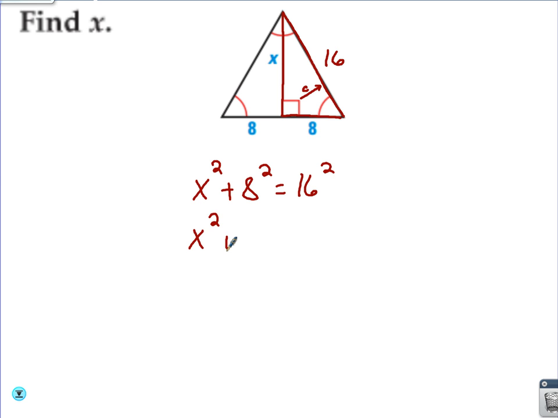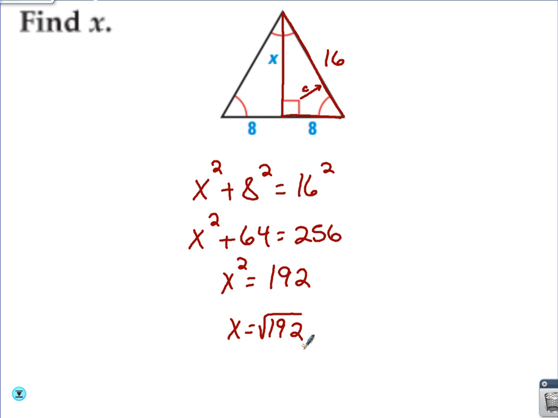X squared plus 64 is equal to 256. And again, shortcut, guys: move 8 squared over by changing it to minus 8 squared, and get rid of the square by square rooting. You've got the square root of 16 squared minus 8 squared. Much simpler. Subtract 64, you now have x squared equals 192. To get rid of a square, we square root, so x is equal to the square root of 192.